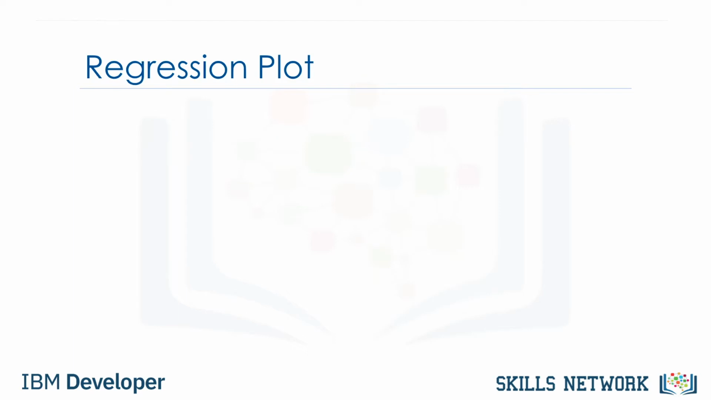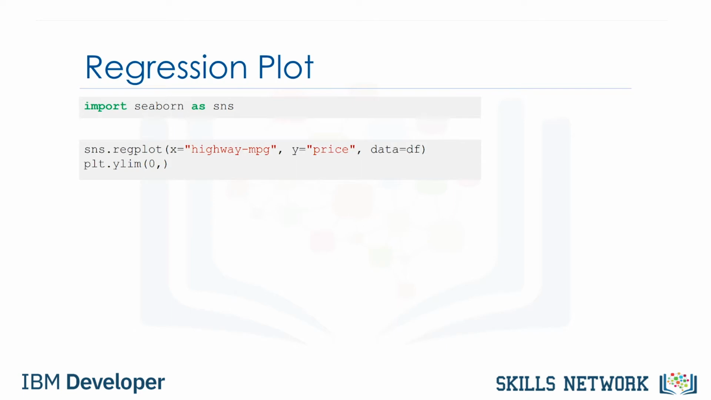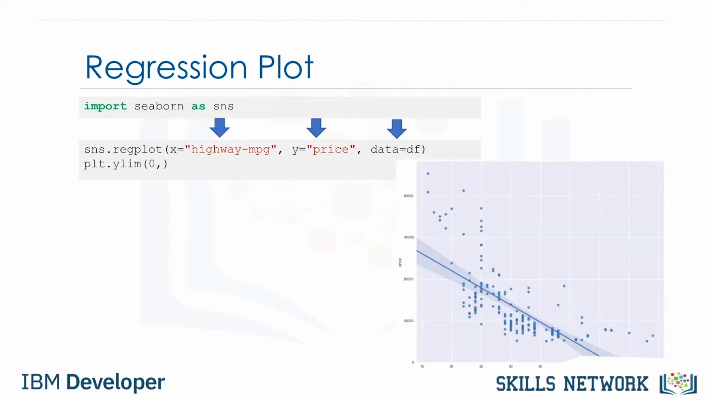There are several ways to plot a regression plot. A simple way is to use regplot from the Seaborn library. First, import Seaborn, then use the regplot function. The parameter x is the name of the column that contains the independent variable or feature. The parameter y contains the name of the column that contains the dependent variable or target. The parameter data is the name of the data frame. The result is given by the plot.